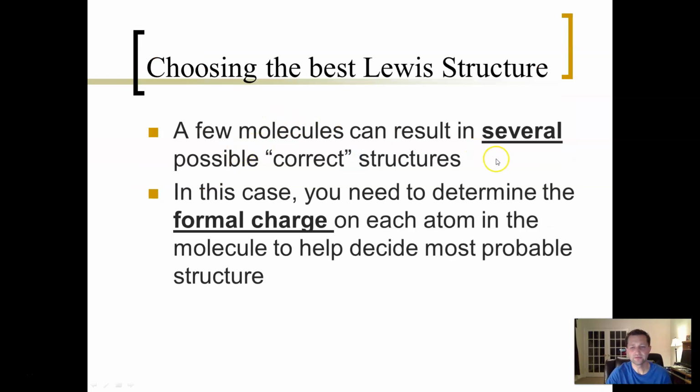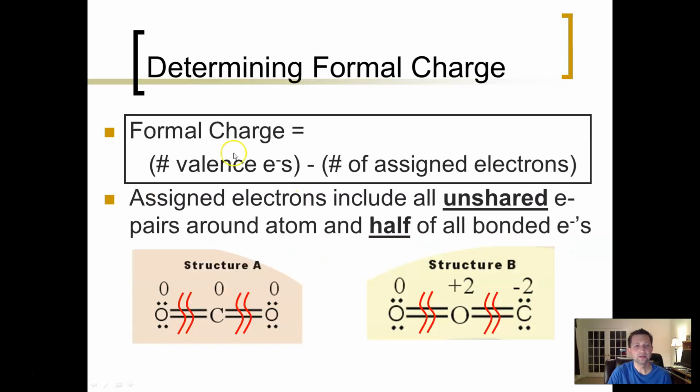So a few molecules can result in several possible correct Lewis structures. So sometimes it'll specify to just draw or write a correct Lewis structure, or which one is the best Lewis structure. So if you want to see which one is the most correct, I guess, or the preferred structure, we're going to need to determine something called the formal charge on each atom in the molecule. That'll help us determine, again, which is the most probable structure. So here's your formula for formal charge.